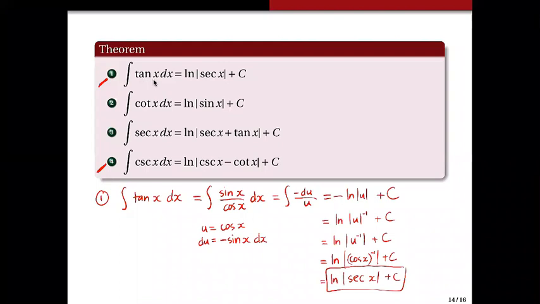So that's for the tangent, the integral of tangent x dx. For the second one, you do the same. You have cosine over sine. Then you do the same substitution. You have to expect which one to use. And then you'll be able to derive this easily.